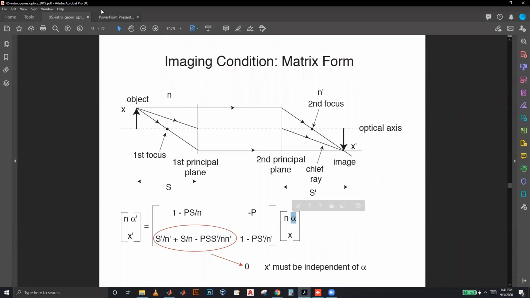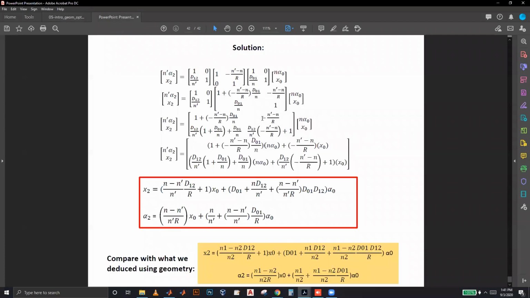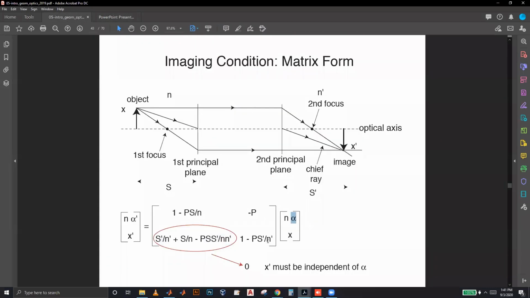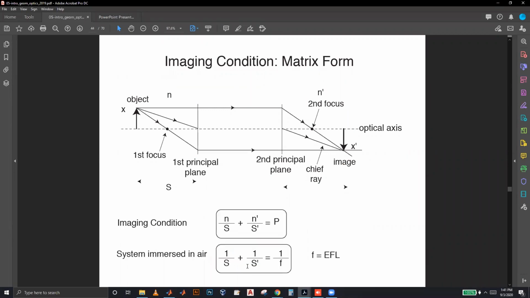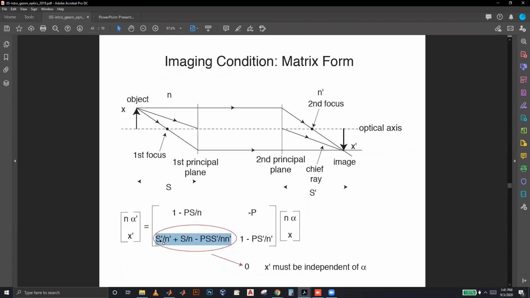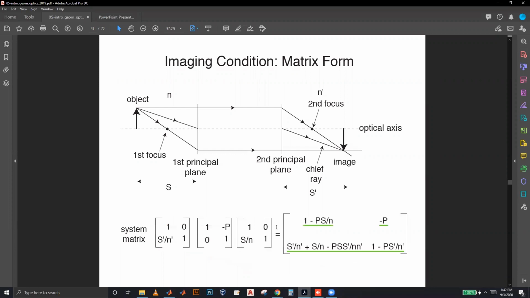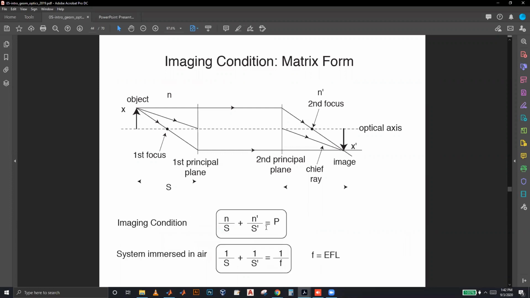Maybe I can actually put one extra slide at the end of the math slide which solves this problem, and maybe it will be more helpful. But basically, if you put this equals 0, this is what you get. So look, s prime over n prime plus s over n minus this equals 0 means you take the p s s prime term to the right hand side of the 0, and you basically get this, and you do some manipulation, and this is the imaging condition. Very general form of the imaging condition.